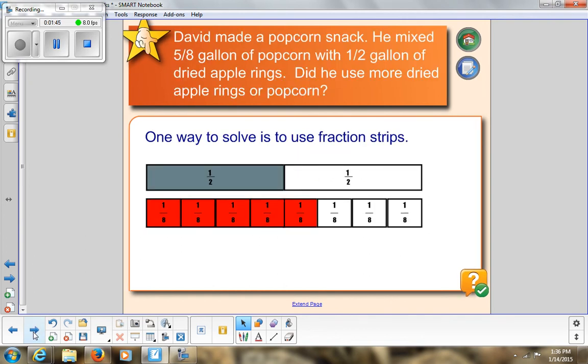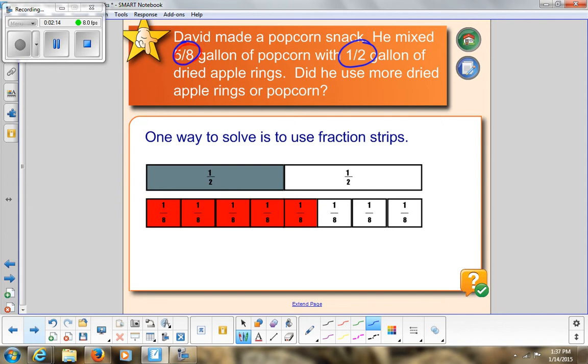All right, so here's our first problem. David made a popcorn snack. He mixed 5/8 gallons of popcorn with 1/2 gallon of dried apple rings. So 5/8 and 1/2. Did he use more dried apple rings or popcorn? One way to solve this is using fraction strips. You guys have that paper with the fraction strips on it, and this will tell us what is bigger than the other.